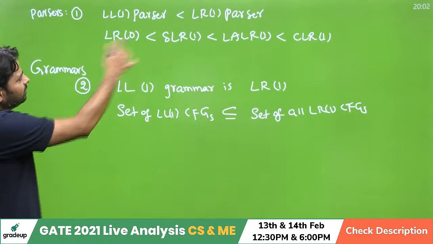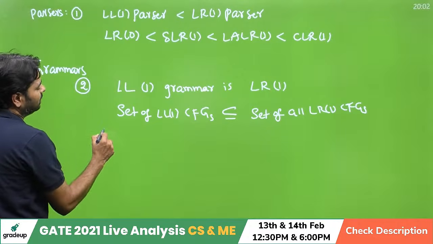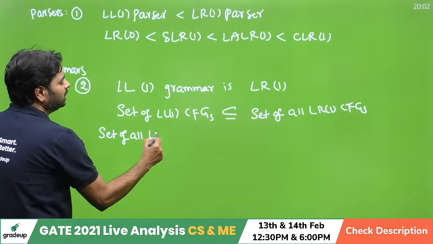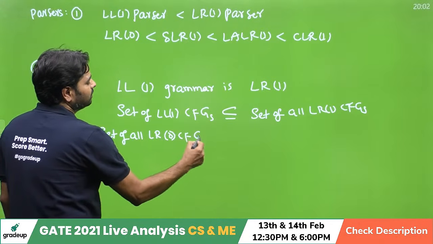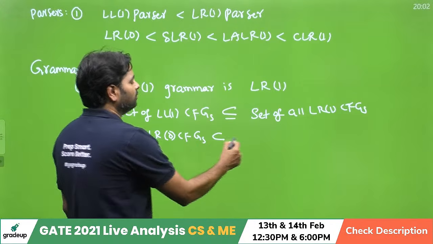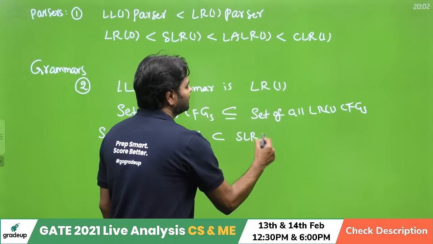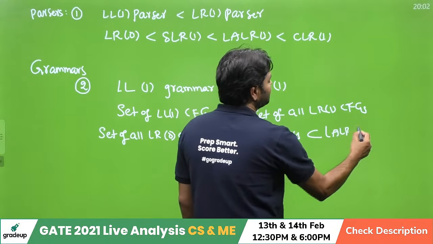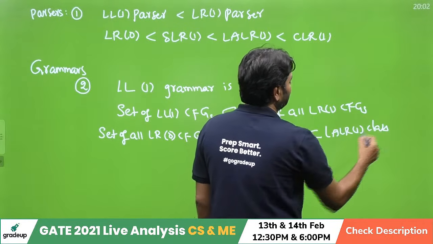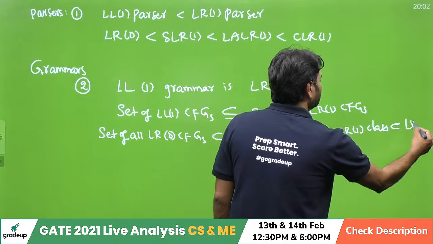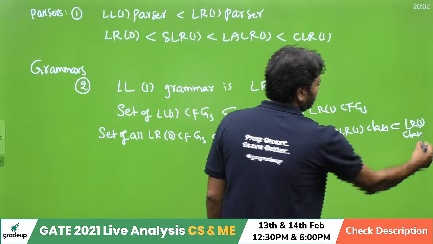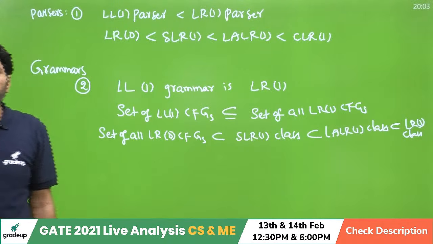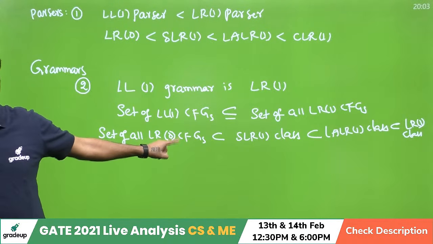If you want to relate all of them, I can relate the set of all LR0 CFGs as a subset of the SLR1 class, then the LALR1 class. Don't say grammar, say class. Either strictly subset or equal, both are fine. Everybody, this is what you need to remember from the exam point of view.